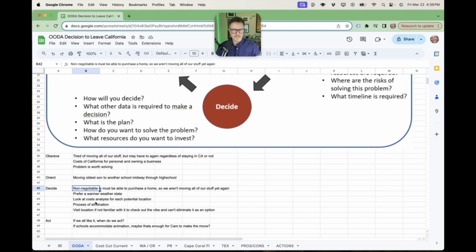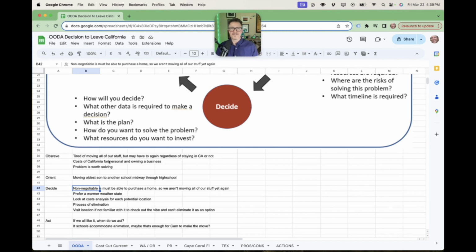It just helps eliminate, process of elimination. So my non-negotiable is if we're going to move to buy a place, it needs to be a decent place that we love, in a decent area, and not insanely constricted like it is here in California. The reason I want to buy when we move is because I don't want to move again.